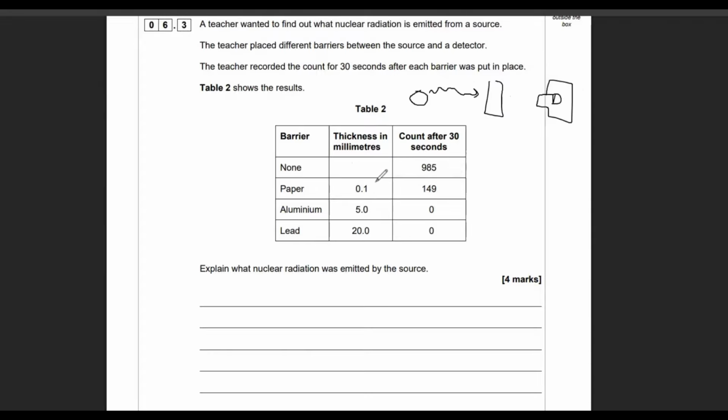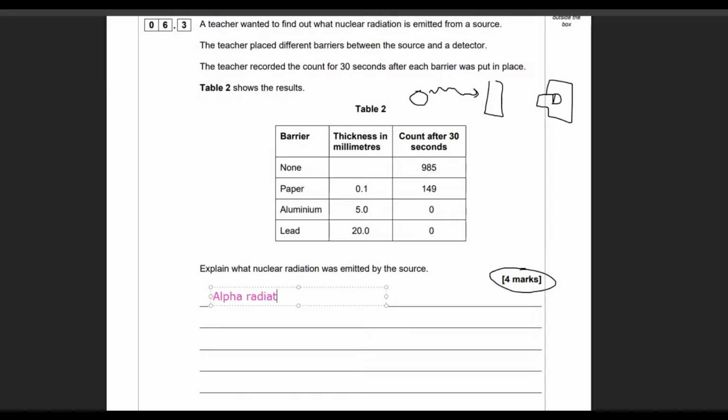So some has been blocked by paper. Okay, it's giving me an idea of what it might be, because quite a lot were blocked by paper. Aluminium, 5 millimeter thickness, blocked everything. Oh, okay. And lead blocked everything. Okay, so explain what nuclear radiation was emitted by the source. 4 marks. Okay, it's not straightforward, but you should be able to pick up some marks here. Pause the video, have a go. All right, I'm going to go through the answers. So here we go.